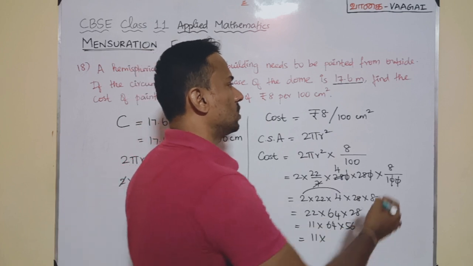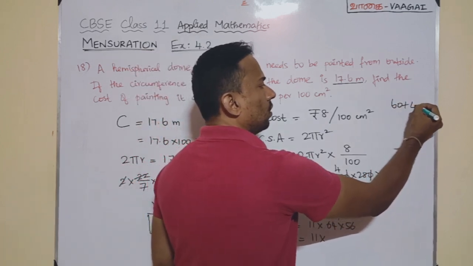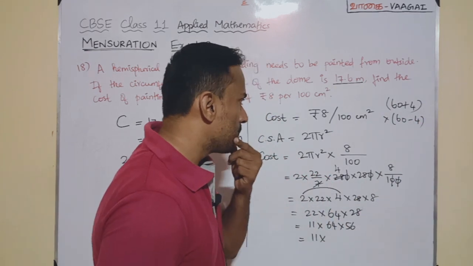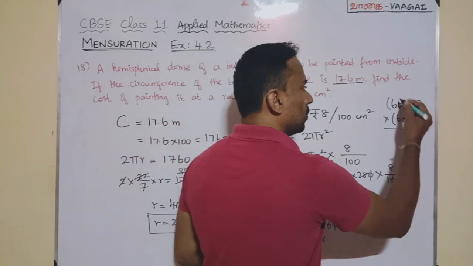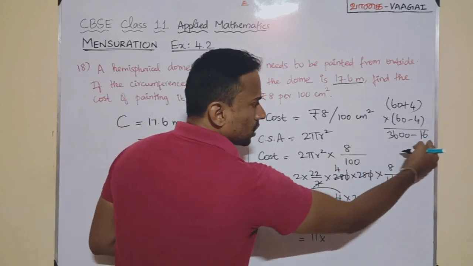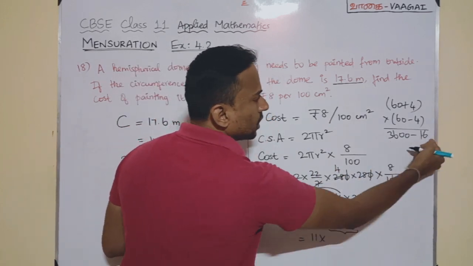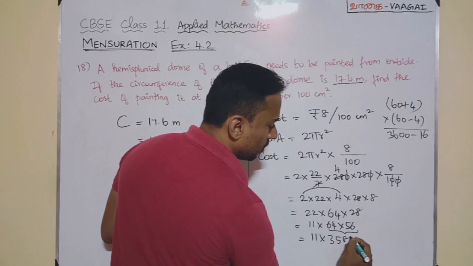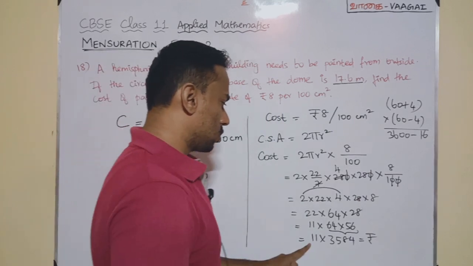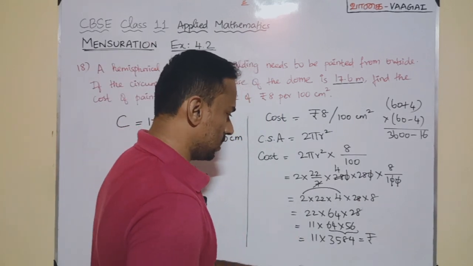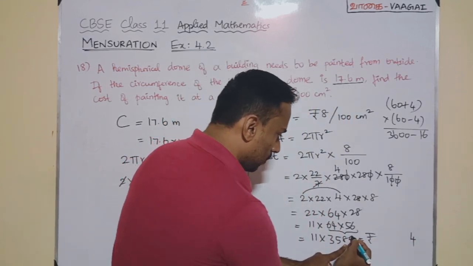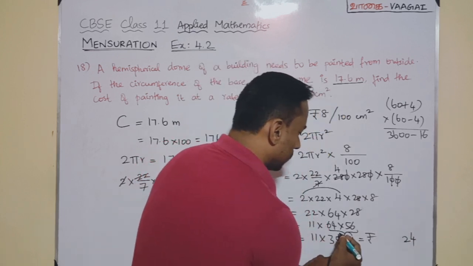So 64 into 56 is like 60 plus 4 multiplied with 60 minus 4. Correct? Now this can be done very easily. This is 60 square, 3600, minus 4 square, 16. So I will have 3600 minus 16, which is 3584. Now finally I have to multiply this to get the answer, which will be in rupees. So 11 into this number. We can easily do it. Start from the units place: it will be 4. 4 plus 8 is 12. So put the 12, take the 1 carry.